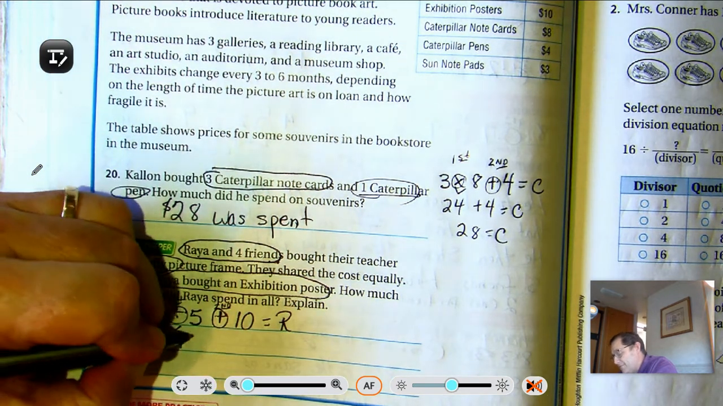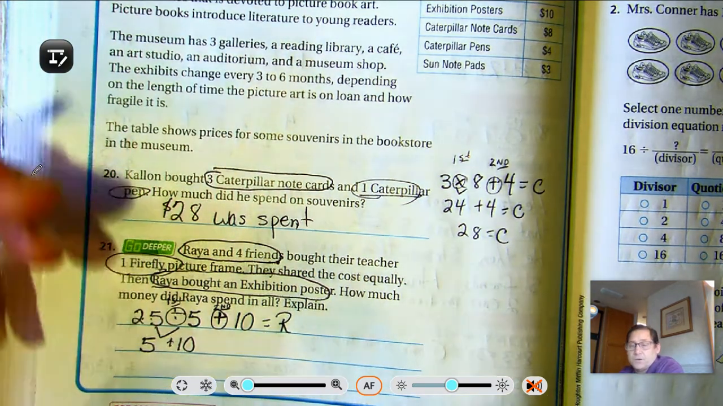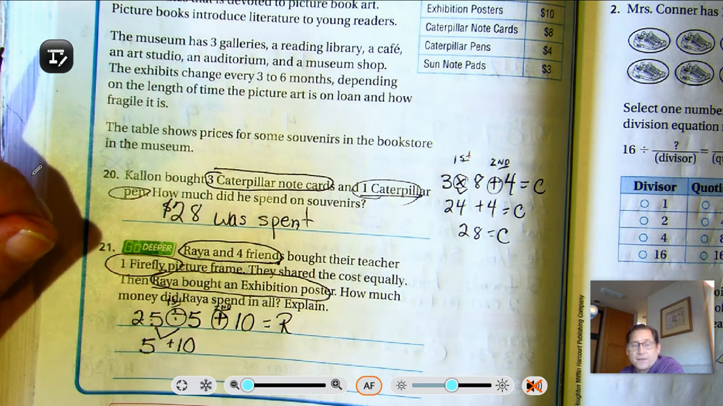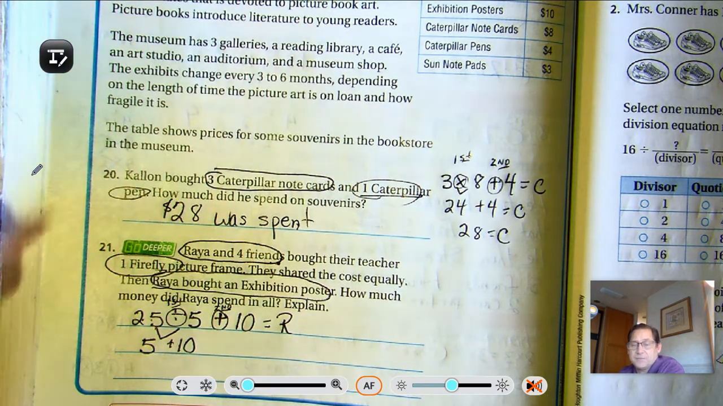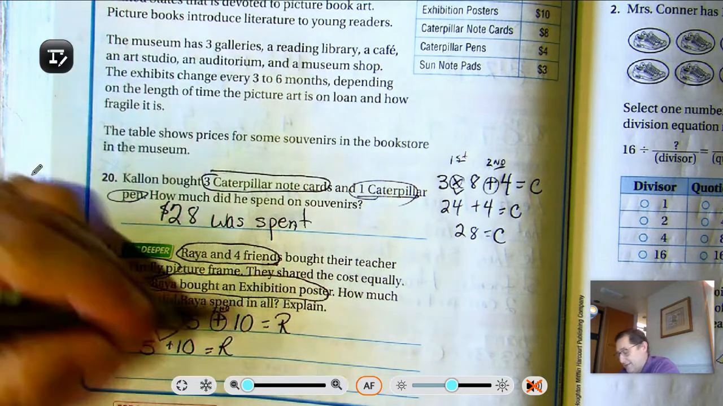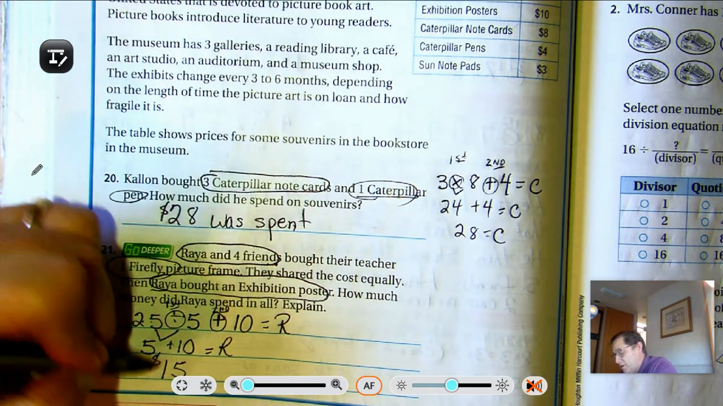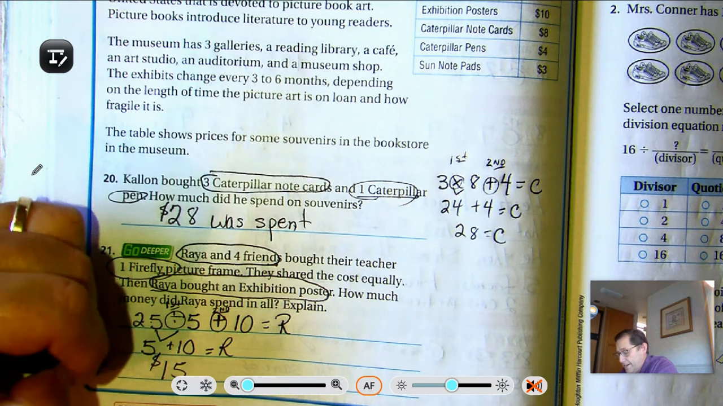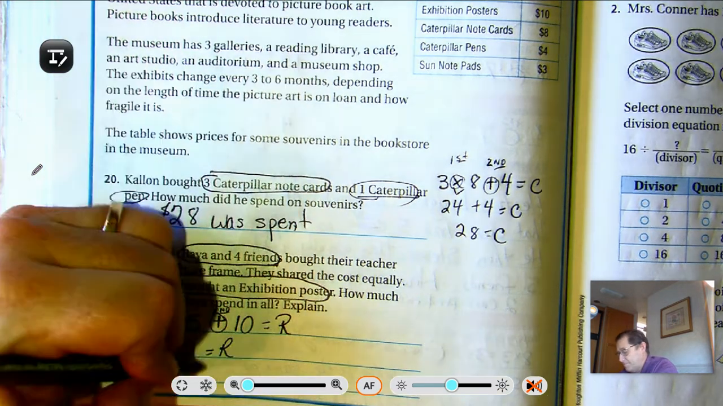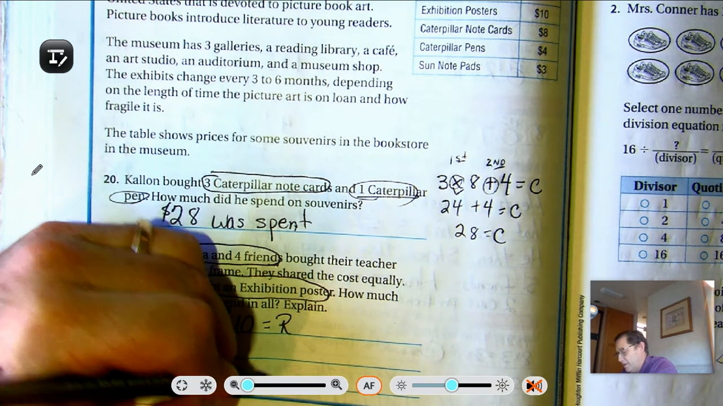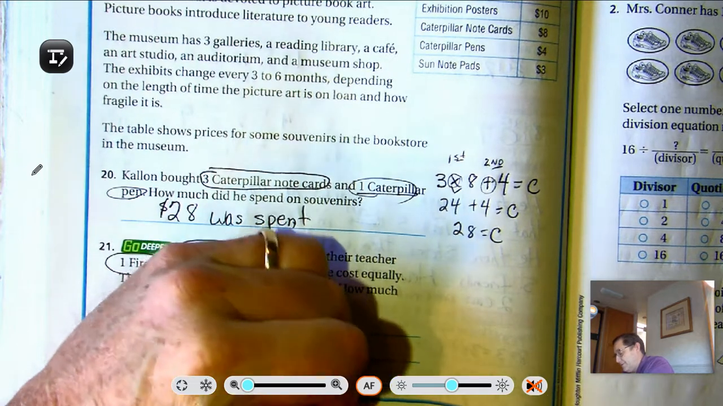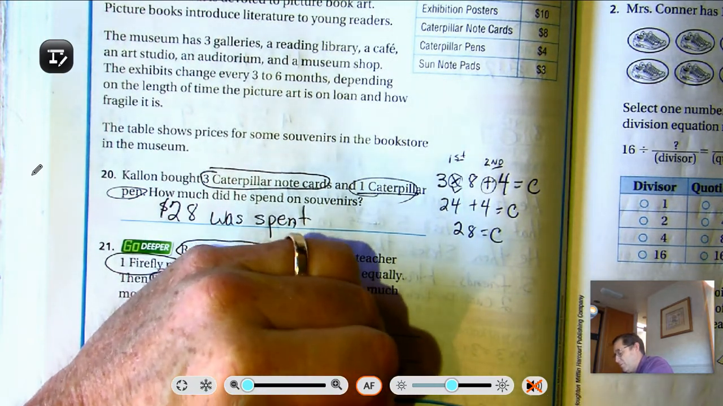So Rhea had to spend $5. That was her cost of the sharing for the frame that they bought their teacher. And then she spent an additional $10 on an exhibition poster. So 5 plus 10 is $15. So Rhea spent $15. $5 on the frame plus $10 for the poster.